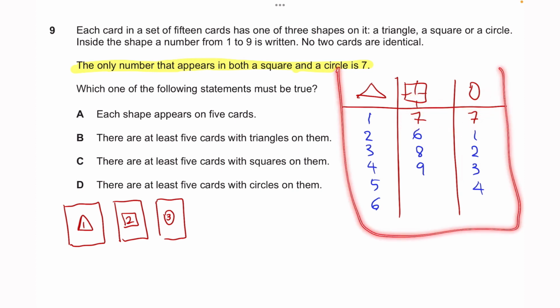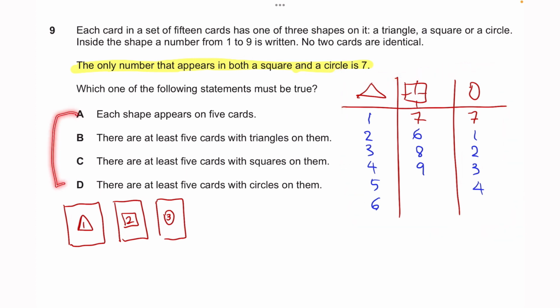So which of the following statements are true? We've just created a table, and we're going to now go through each of the options. So we've got A, each shape appears on 5 cards. Well, if we have a look here, we can definitely see that's not the case, because the triangle has definitely more than what the square and the circle have, and it's not indeed 5. So the answer is not A. And remember, it could be true, but we need to find something that must be true, so it's true every single time. Then we've got B. There are at least 5 cards with triangles on them. Well, that's true, because we've already got 6 cards in here, and we could have more.